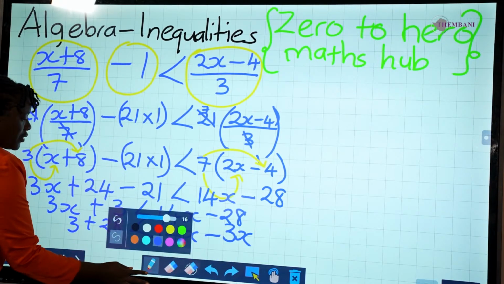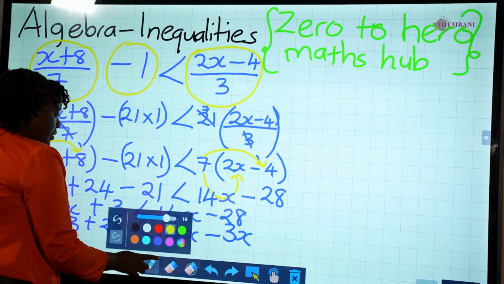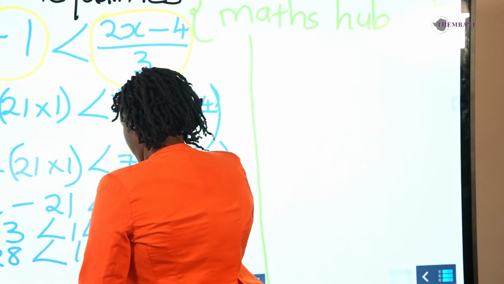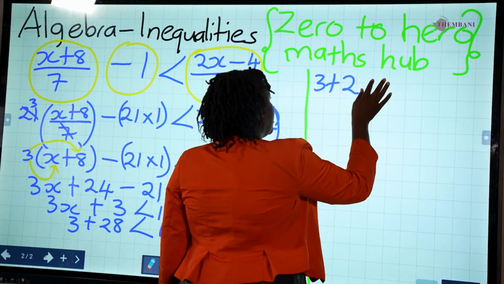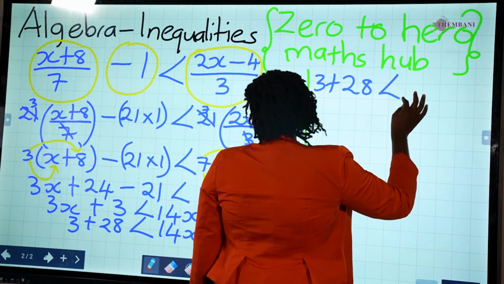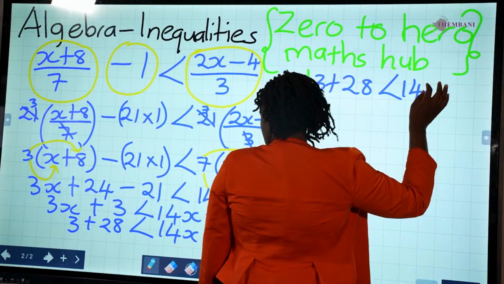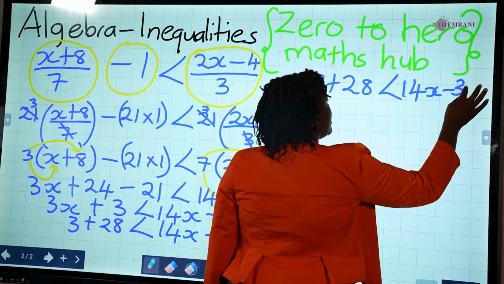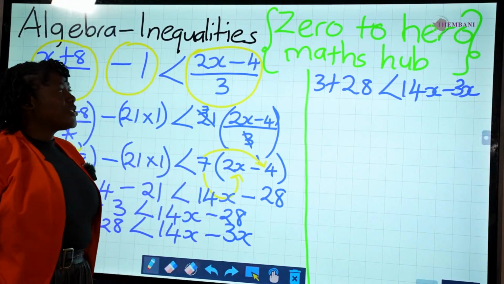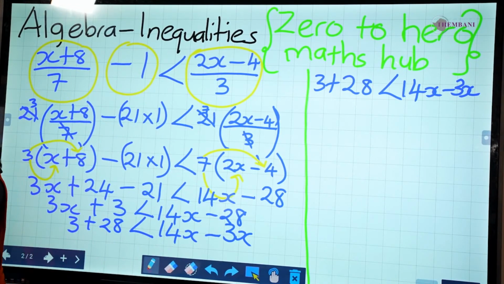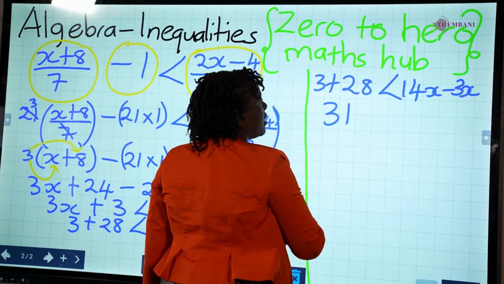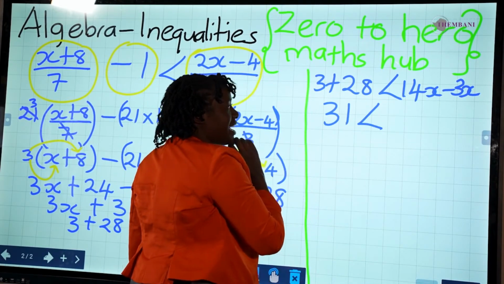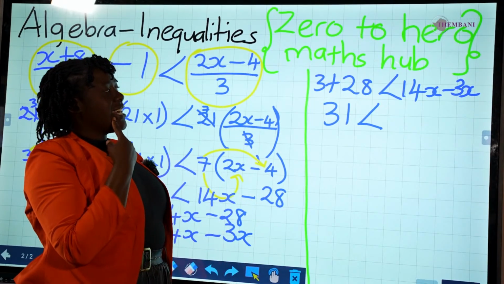I was at the point where we are saying 3 plus 28 is less than 14x minus 3x. Okay. So what is 3 plus 28? If we say 3 plus 28, we are going to get 31. This 31 is less than 14x minus 3x.